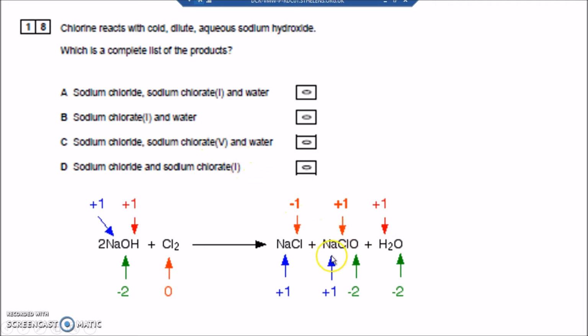This is sodium chlorate. Na is always plus 1, it's in group 1. Oxygen is always minus 2, it's in group 6, gains 2 electrons. So what's missing? A plus 1. Plus 1 and minus 2 leaves no charge. So it's chlorate(I). So your answer is A.